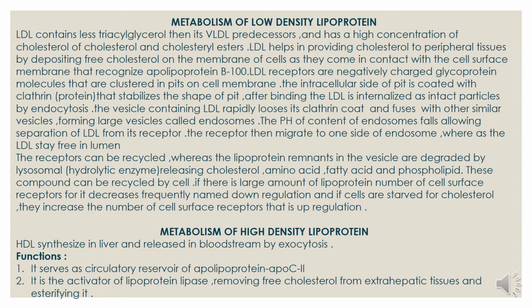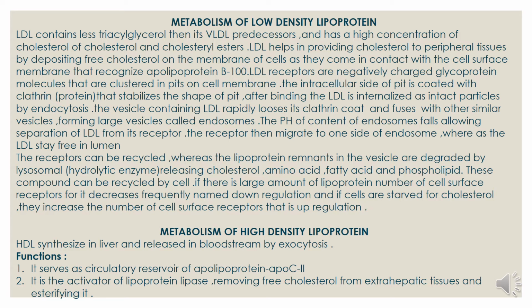LDL receptors are negatively charged glycoprotein molecules that are clustered in the pits of the cell membrane. The intracellular side of the pit is coated with clathrin, the protein that stabilizes the shape of the pit. After binding, LDL is internalized as an intact particle by endocytosis. The vesicle containing LDL rapidly loses its clathrin coat and fuses with other similar vesicles, forming large vesicles called endosomes. The pH of the endosomes falls, allowing the separation of LDL from its receptors, and the receptors then migrate to one side of the endosome, whereas the LDL stays free in the lumen.